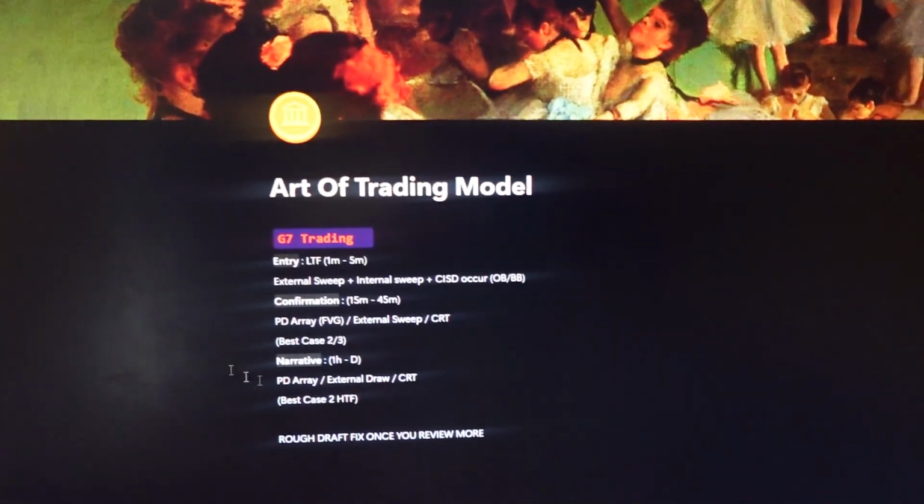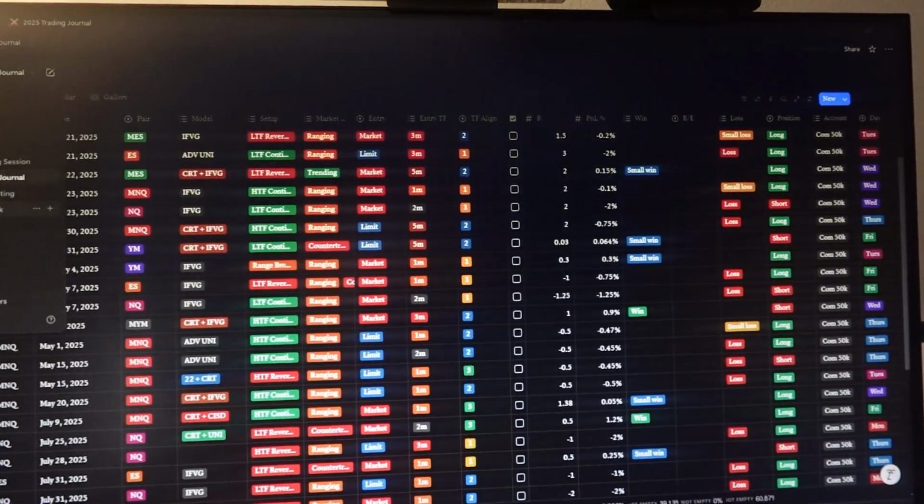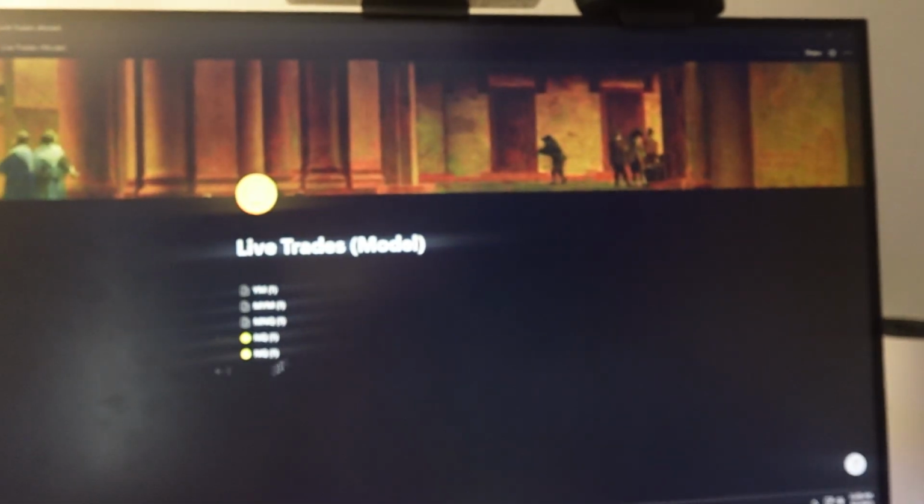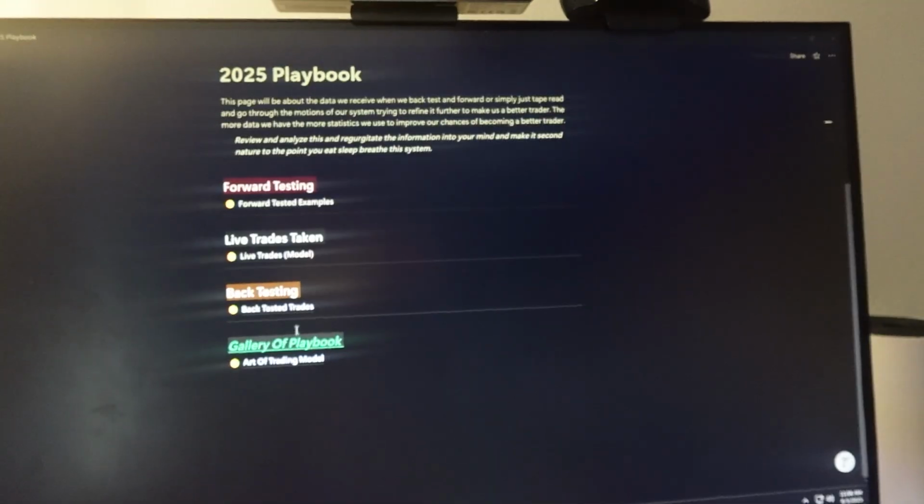Alright, so we have our trading model here, but this is a rough draft again. We're going to build upon that. On the backtest of trades, all the backtest of trades, and then we have round 2 right here. And then our trading journal, we have our trades right here. But for the playbook, again, we have live trades. We just added the recent one we won today, and then for the backtesting session, we added round 1, round 2, round 3. So this is round 3 recently, and this is round 2.